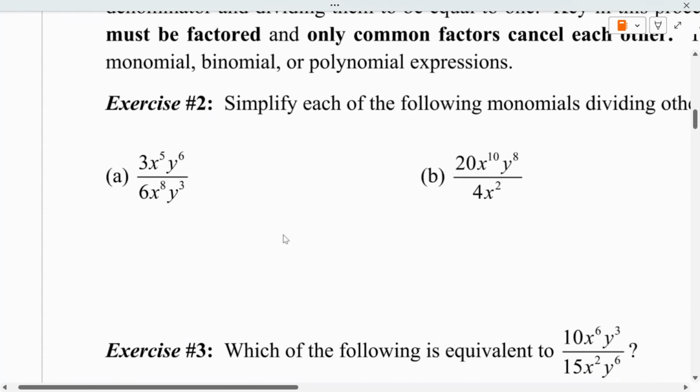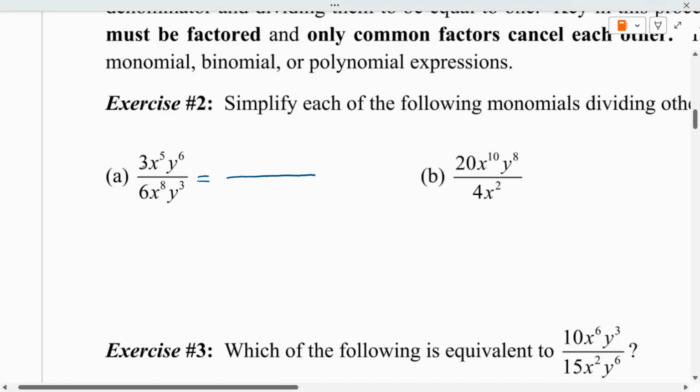So in example 2, I want to remind you of rules that you learned in Math 1, but should have been in like 8th grade, exponent rules, right? So when you're multiplying powers with the same base, what do you actually do to the exponents? You add them.